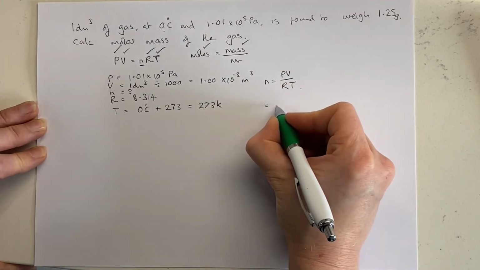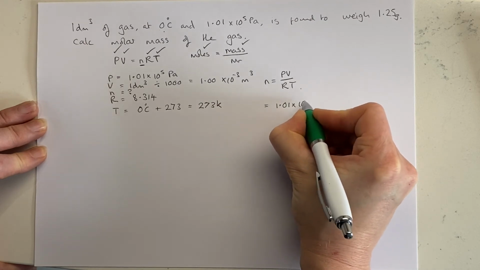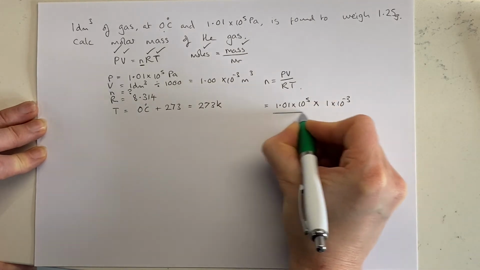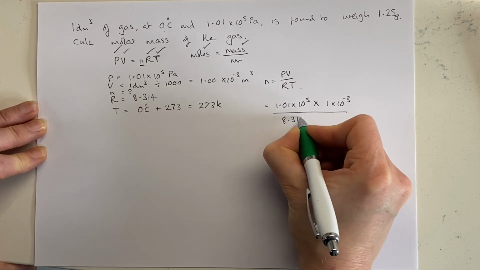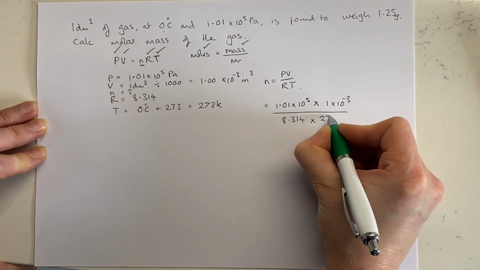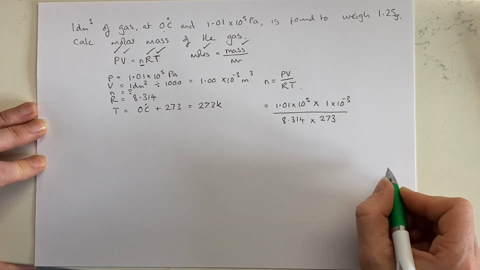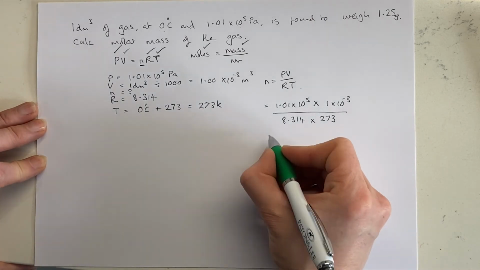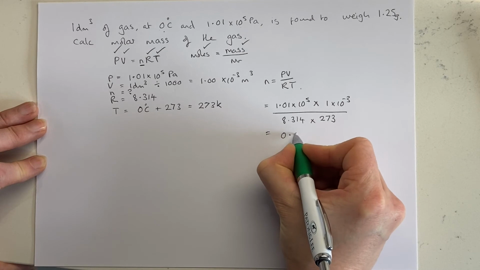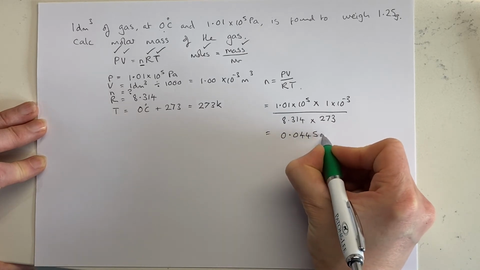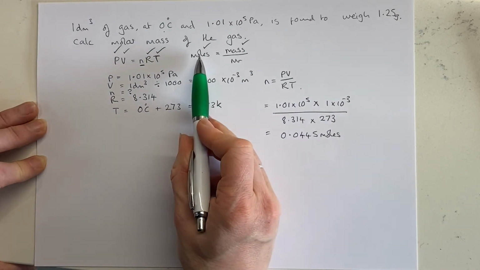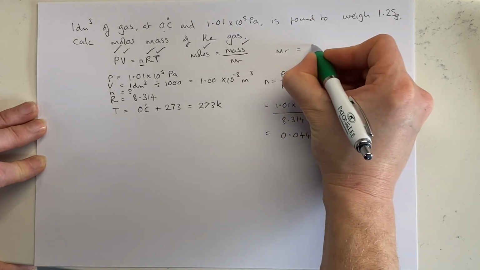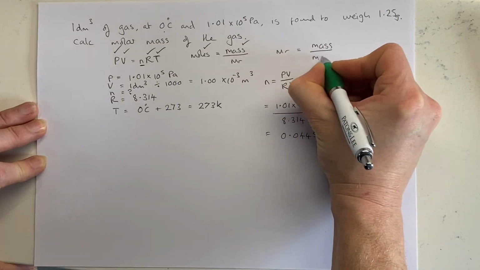So in this case, I would have my pressure multiplied by my volume over the gas constant multiplied by my temperature. And as I said, just be careful putting this into your calculator. You might want to work out each half separately and then do the division. And here we find that that is 0.0445 moles.